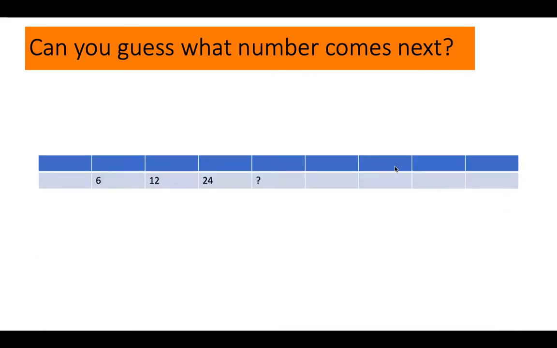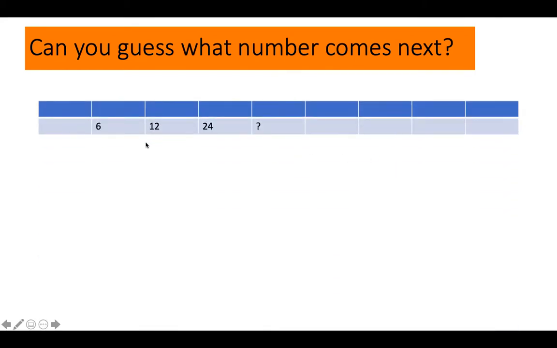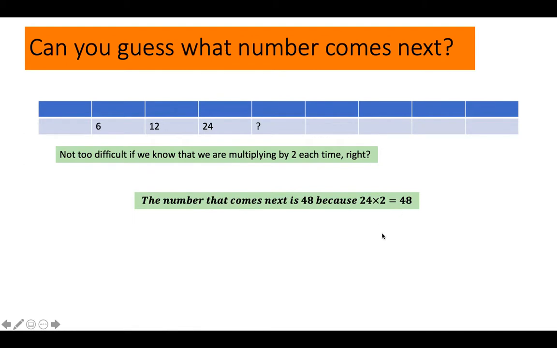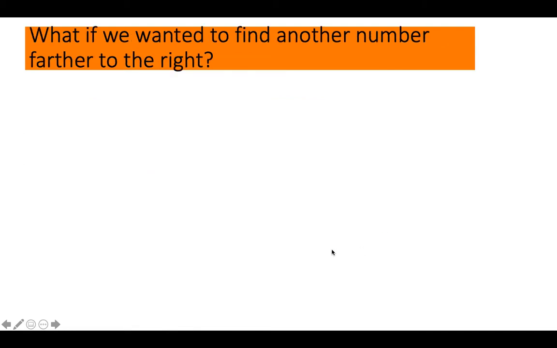I'm going to start with an easy example. So imagine you have a list of numbers 6, 12, 24, and I'm asking you what the next number is. It takes a while, but if you know that what you're doing is multiplying by 2 each time, so 6 times 2 is 12, 12 times 2 is 24, it's not too hard to guess that number will have to be 48, right? Because 24 times 2 is 48.